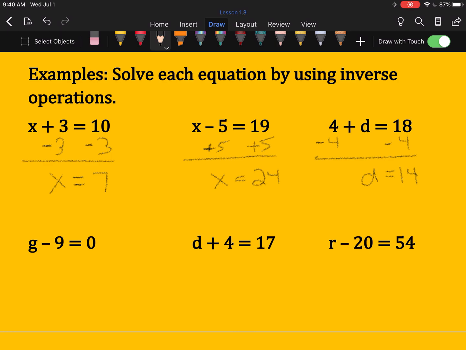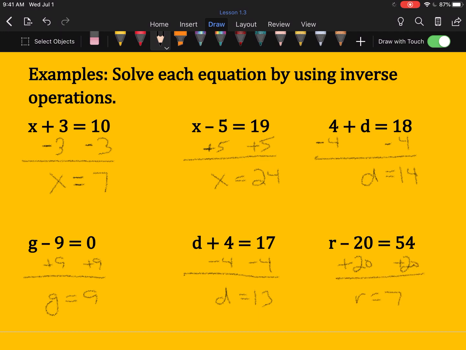I invite you to pause the video and go ahead and try these last 3. I'm just going to blast through them. In order to solve this, I will add 9 since it shows subtraction. G is 9. I will subtract 4 to find out that D is 13. And I'm going to add 20 to find out that R is 74.